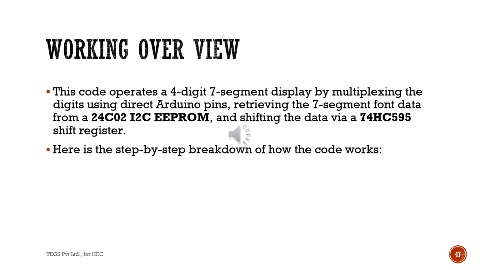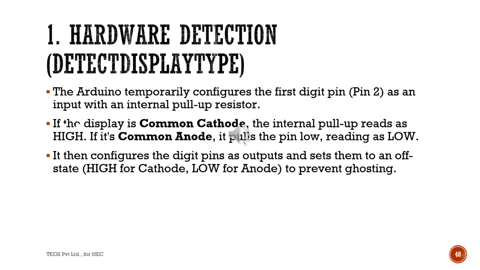Overview of the working of the code is given in this page. The code operates a 4-digit 7-segment display by multiplexing the digits using direct Arduino pins, retrieving the 7-segment font data from the 24C02 EEPROM and shifting the data via the 74HC595 shift register. Here is the step-by-step breakdown of how the code works.